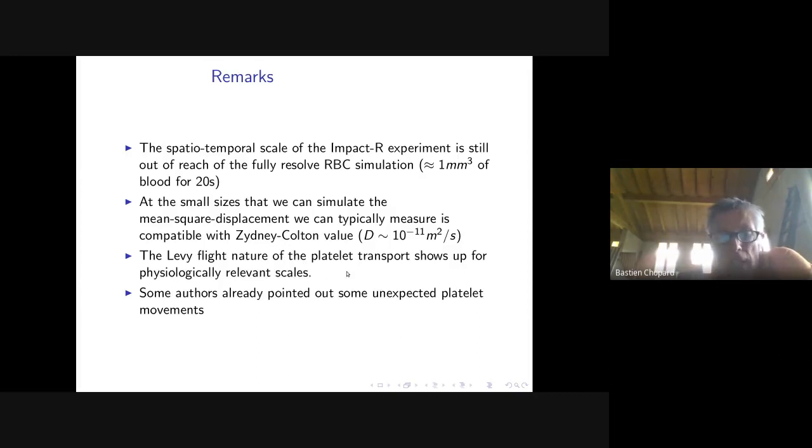So to see the effect, you need clinically relevant sizes. I must say also that if you look at the literature, some people mention, oh, sometimes my platelets are doing something weird in my simulation, but it was never really considered a serious thing. But here we clearly go to this.